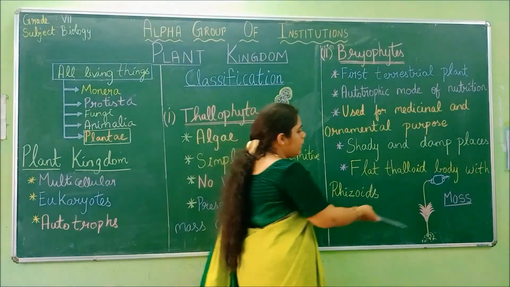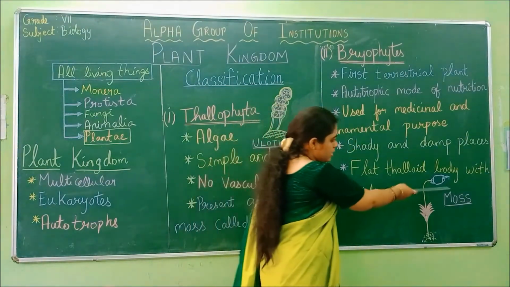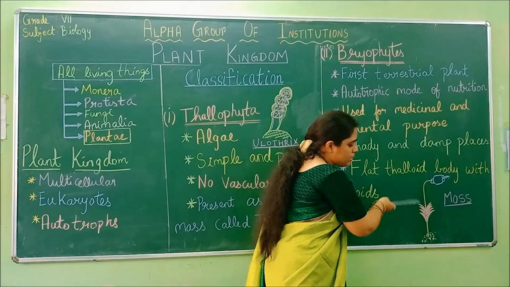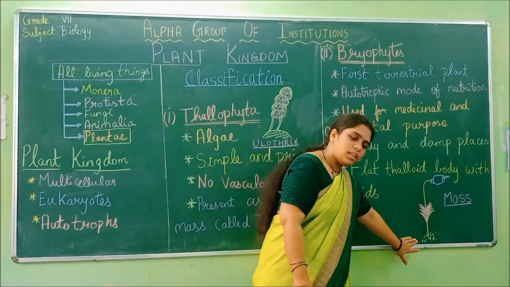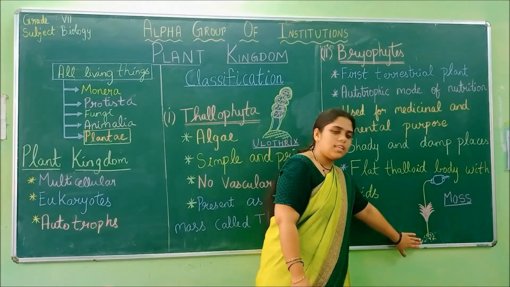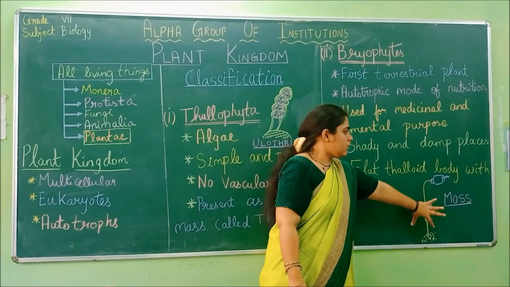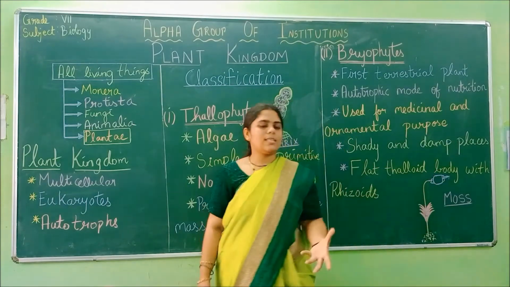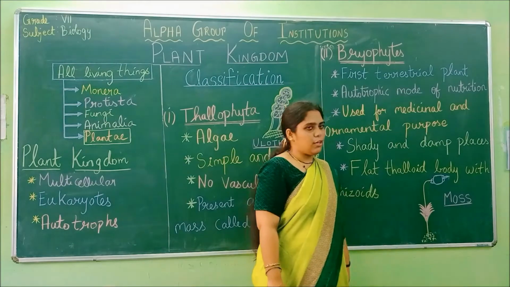For example, moss is an example for bryophytes. So this is the structure. The plant will be present. It will be very small. It will be present in this structure. Here you can see the rhizoids, these small dots. This is the rhizoids and the body. See, the plant body itself is very simple. So moss is an example for bryophytes.